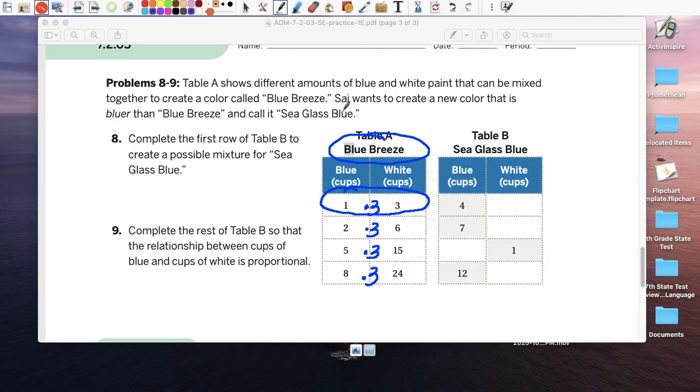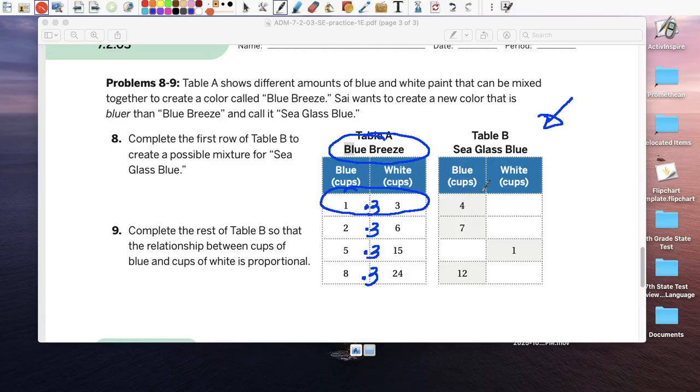And then Sai wants to create another color, but he wants it to be a little more heavy on the blue. Notice that here it was 1 blue and 3 white. There's definitely more white, so it's going to be a little light blue. On this table, he wants to create something a little darker on the blue side. Complete the first row of B to create a possible mixture for C. So complete the first row.